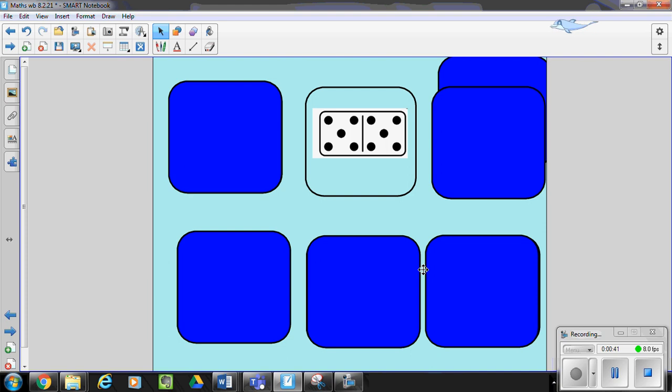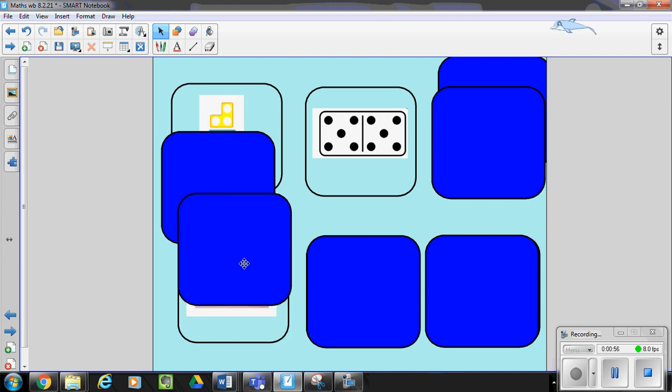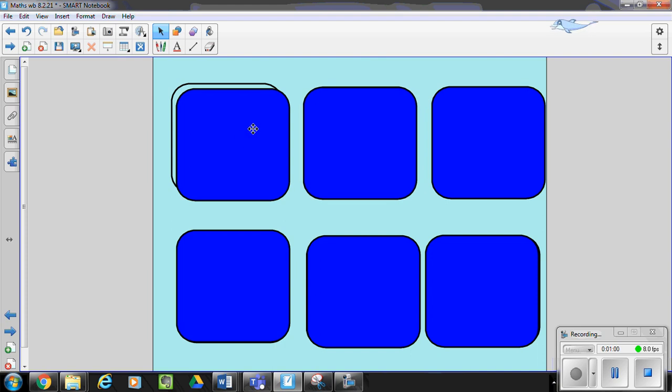Ooh, where should I go? I'm going to go here. Ooh, I can see some delicious looking cakes. When I look at this, I see a 3, a 3 and a 3. So I can see 9 cupcakes. So that is not a pair. So let's cover those ones back over and let's try again.